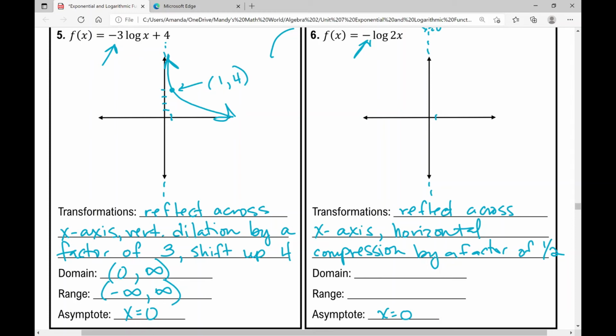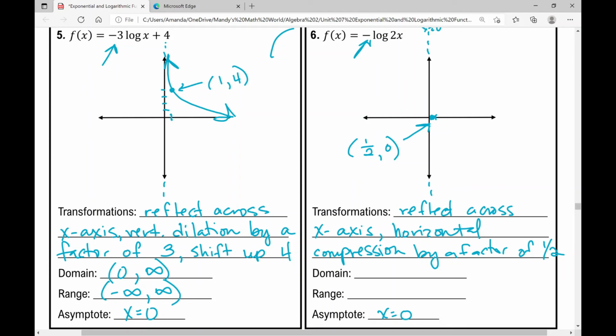Well, in this case, because we are compressing this by a factor of 1/2, all of our x values are going to be half of what they were. So instead of (1, 0) being our x-intercept, it's now going to be at (1/2, 0). So I'm going to write that here, (1/2, 0), half of what it was.